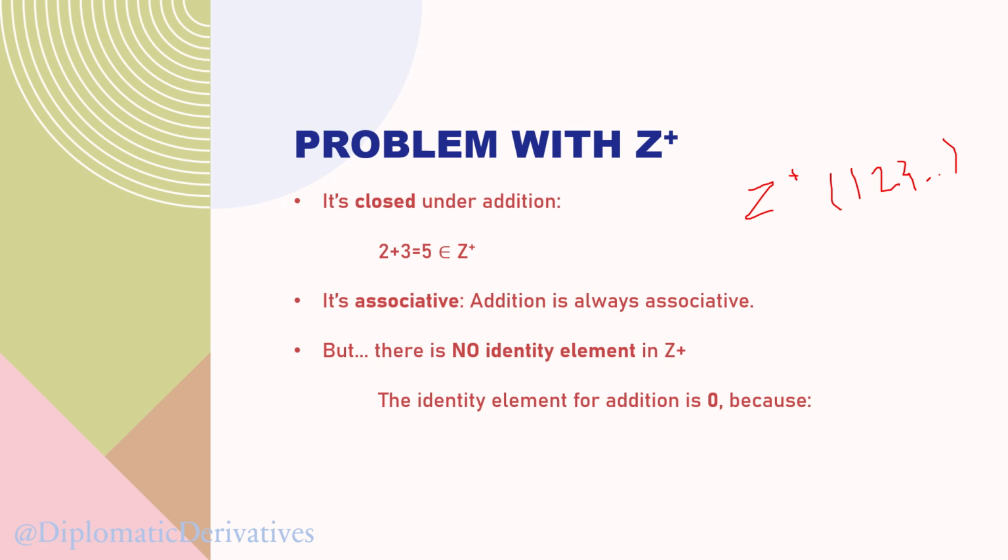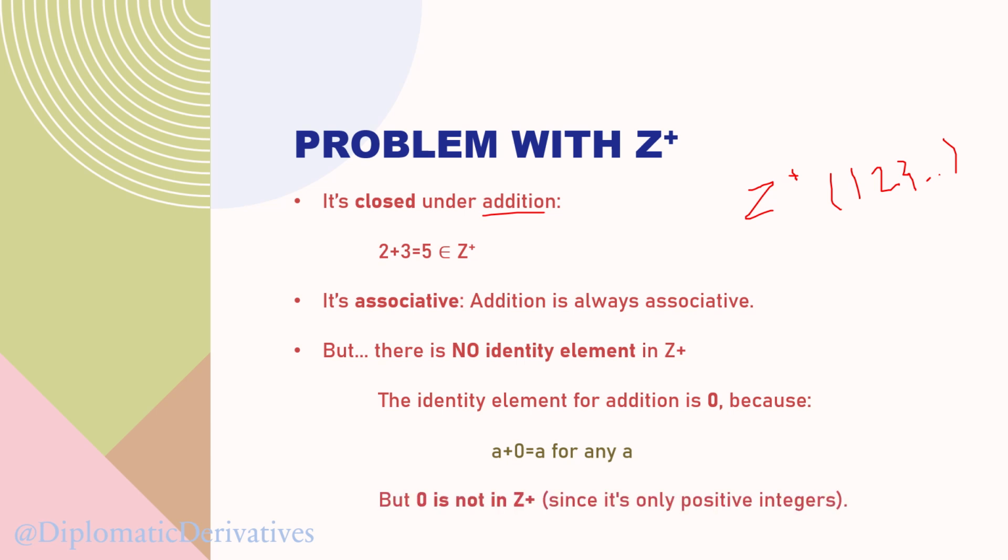0 is the identity element for addition, right? For the operation of addition, 0 is the identity element. It's not in the set, therefore the identity element does not exist. Okay, so we say that a plus 0 is equal to a for any a.